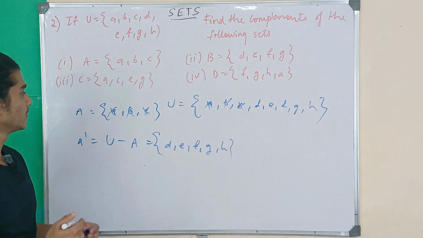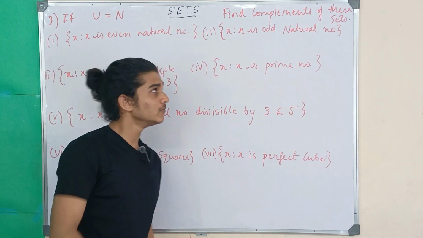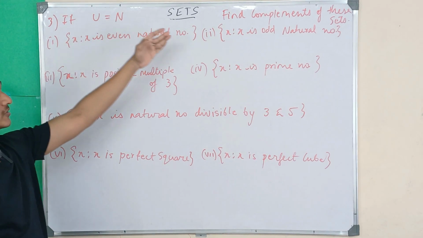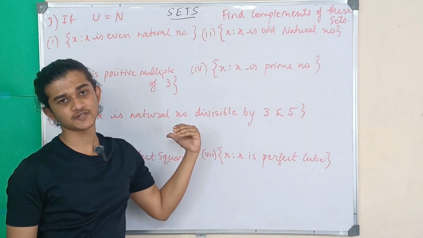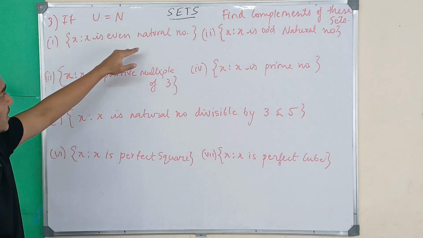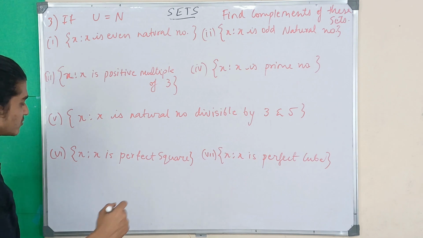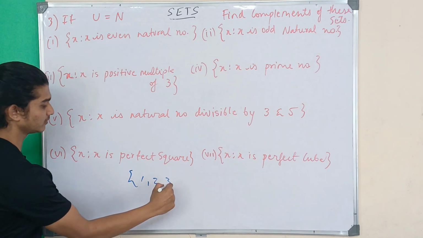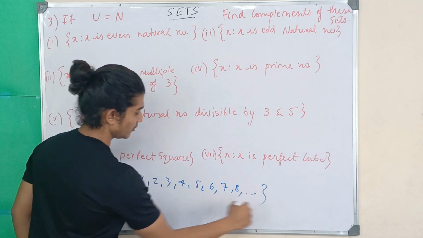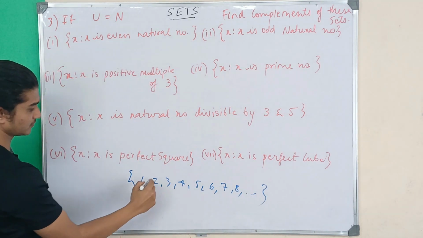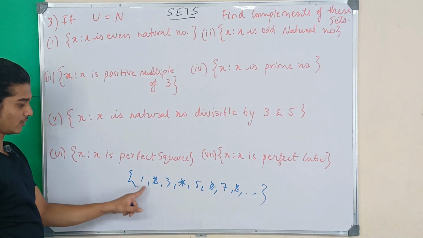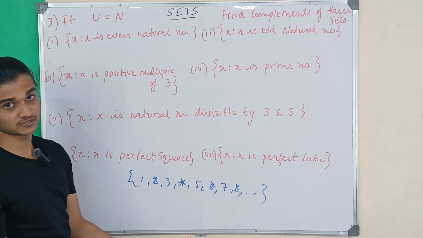So try solving them. The third problem is, if the universal set is taken as the set of all natural numbers, we are supposed to find the complement of the following sets. Let's start with the first one: set of all x such that x is an even natural number. You have your natural numbers like this: 1, 2, 3, 4, 5, 6, 7, 8, and so on. If you remove all the even natural numbers, what are the numbers left? 1, 3, 5, 7, 9, which are all odd numbers.